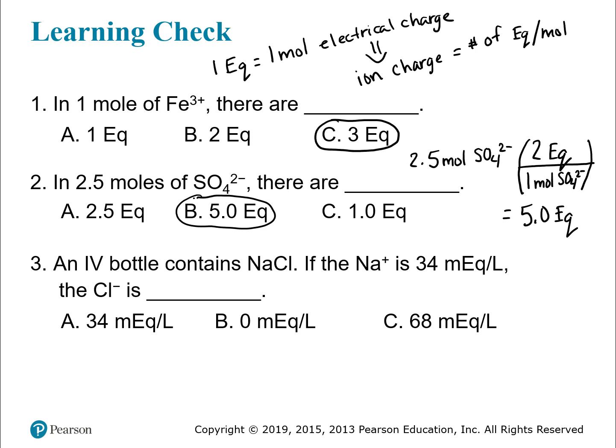Now let's do 3. An IV bottle contains sodium chloride. If the Na plus is 34 milliequivalents per liter, the chloride ion is... no math needed for this one.